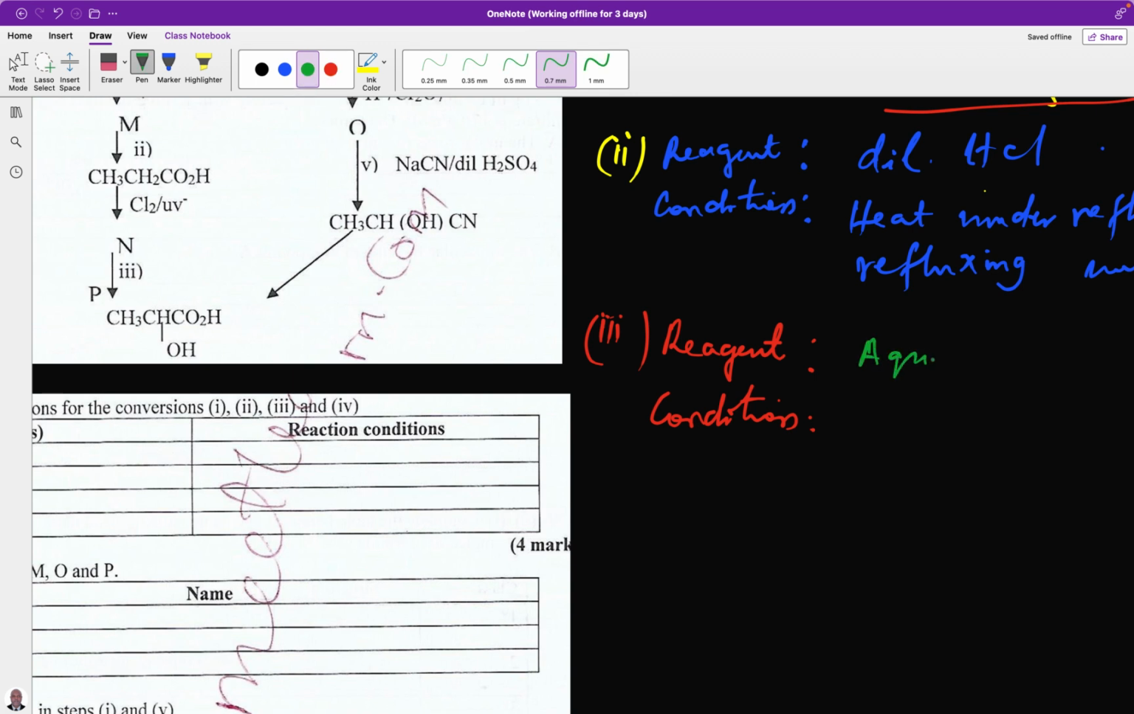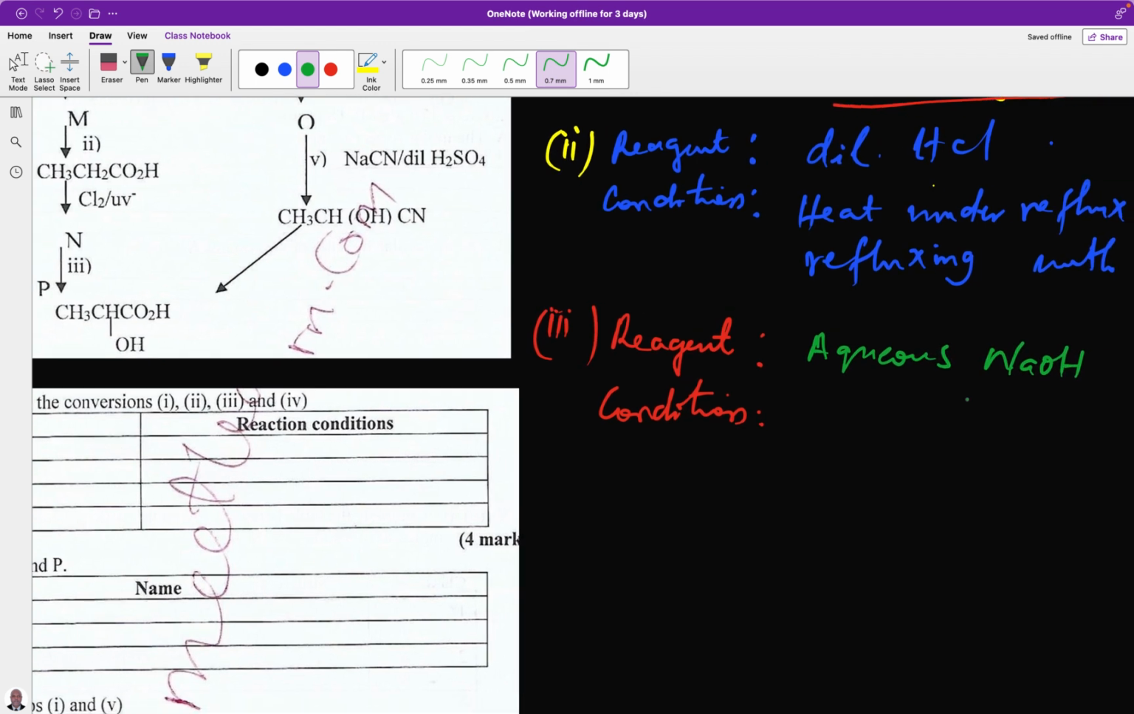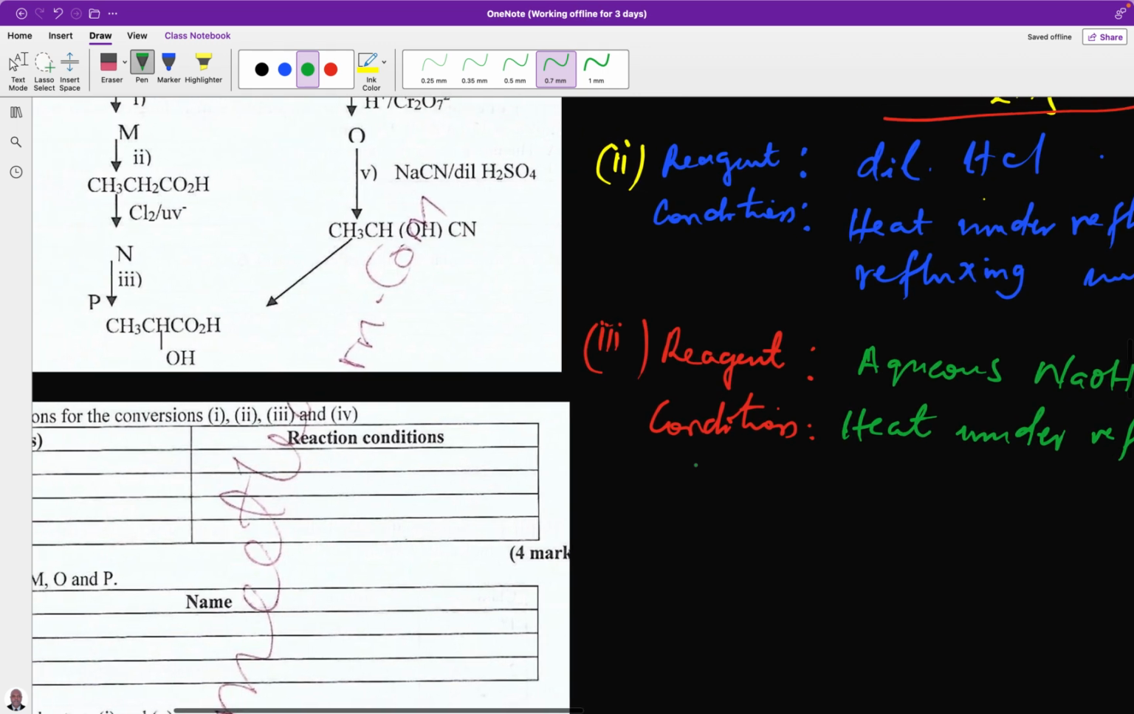Aqueous sodium hydroxide is our reagent. This reagent will provide an OH group that will substitute the 2-chloropropanoic acid to give us this. Then the condition is what? The condition here is we need to heat under reflux again. So now that is the condition for 3.